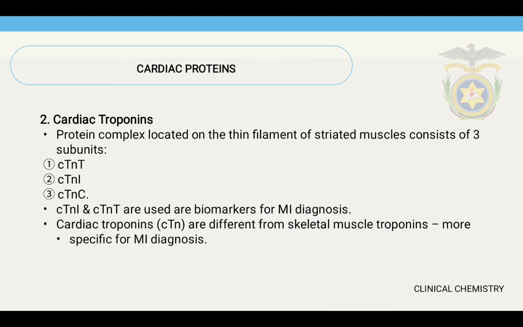Next are your cardiac troponins. These are protein complexes located on the thin filament of striated muscles, and they consist of 3 subunits, your cTnT, cTnI, and your cTnC. TnI and your TnT are used as biomarkers for the diagnosis of your myocardial infarction. Cardiac troponins are different from skeletal muscle troponins because these are more specific for myocardial infarction diagnosis.